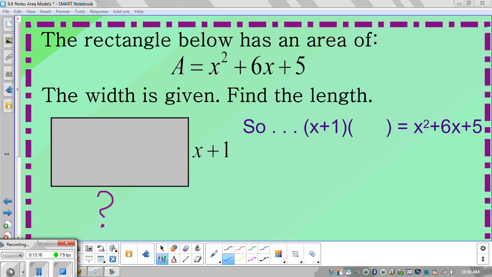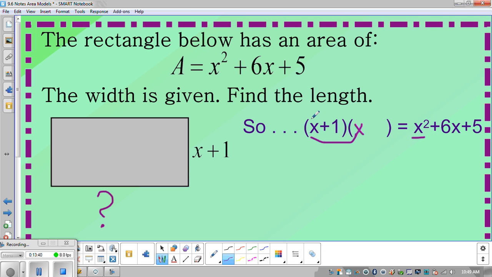So take a moment. What can you multiply x plus 1 by that will have you end up with x squared plus 6x plus 5? I will give you a hint to get started. X times something must equal x squared. X times x is x squared. We are halfway done, ladies and gentlemen.